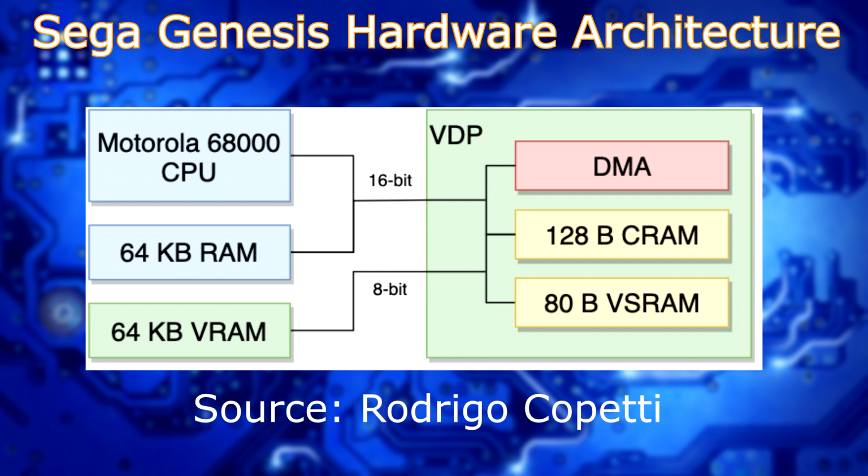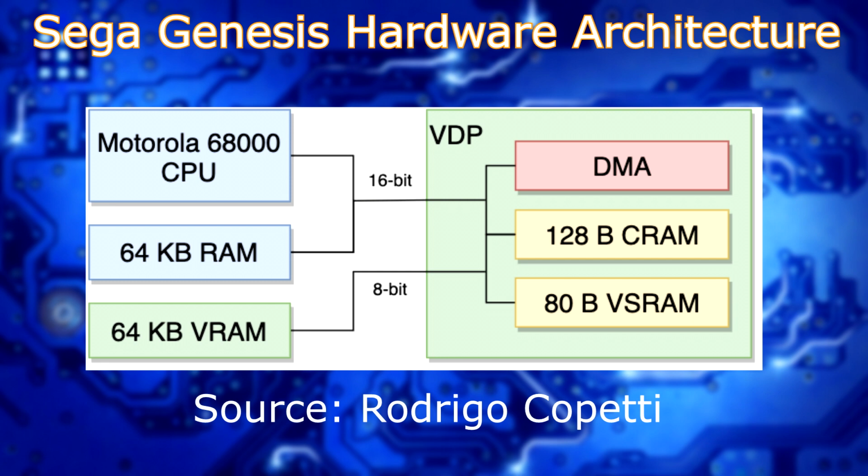The video display processor was controlled via a DMA from the 68000. The DMA was connected to the 64 kilobytes of RAM that we saw connected to the 68K. But the video display processor also had an 8-bit bus that communicated with 64 kilobytes of video RAM, and this was used to buffer for the 80-byte VS RAM, as well as some more static RAM that was available in 128 bytes. So, as you can see, the RAM inside the video display processor was pretty light.